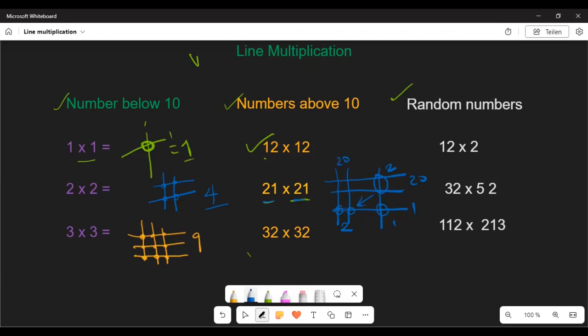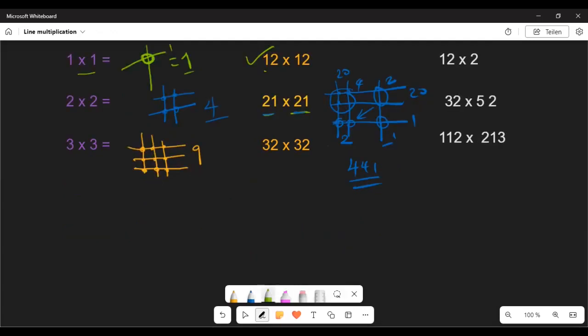And then here we're going to say 1, 2, 3, 4. So here we have 4. We're going to write that 4 down here. And then we're going to add 2 plus 2, which gives us 4. And then plus this 1 gives us 1. And that's how you get your answer.